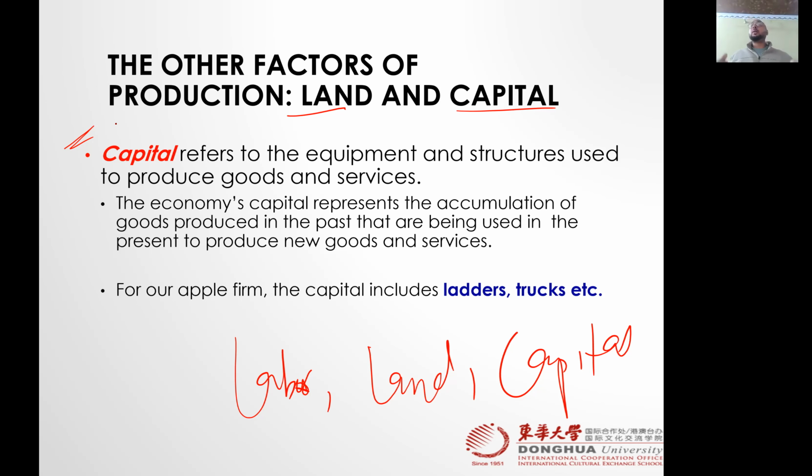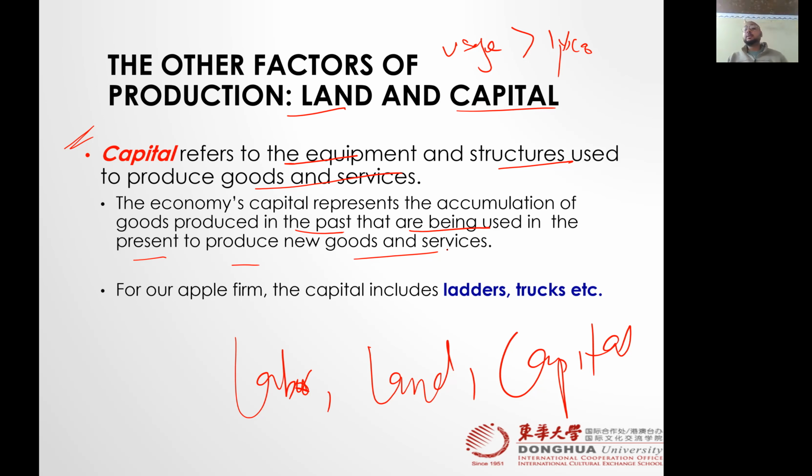But here, that item is called capital, which has usage for more than 1 year in accounting. But in economics, we refer to capital as the equipment used in production. Equipment used to produce goods and services. So an economy's capital represents the accumulation of goods produced in the past or being used in the present to produce new goods and services.